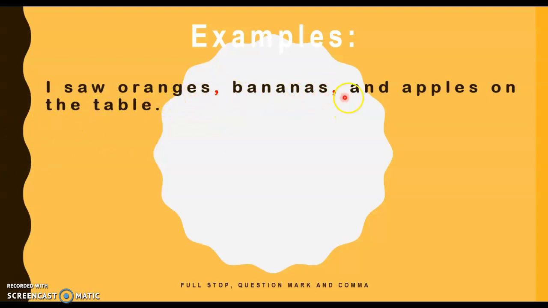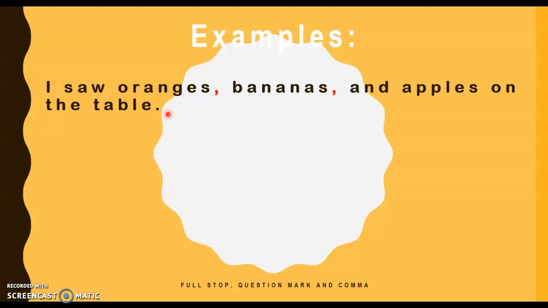If these commas were not placed, it would mean that you will just read on, and that will read like I saw oranges bananas and apples on the table. But with the comma, it shows that when you're reading, you have to pause. I saw oranges, bananas, and apples on the table. You have your full stop. That's the end of the sentence.